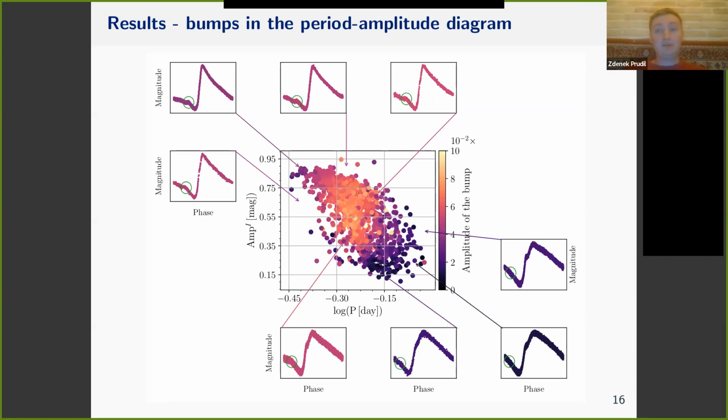For the bump, the situation is slightly different. The stars with large amplitudes and short pulsation periods, or on average shorter pulsation periods, show quite a prominent bump. But as we move toward the longer pulsation periods and lower amplitudes, the bump feature slowly disappears, and we don't see it in the light curve that much.